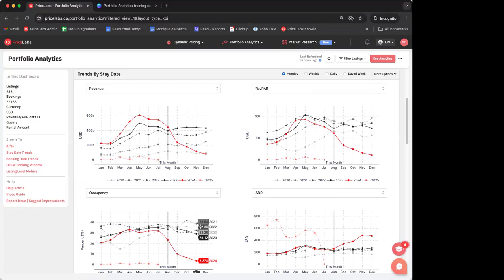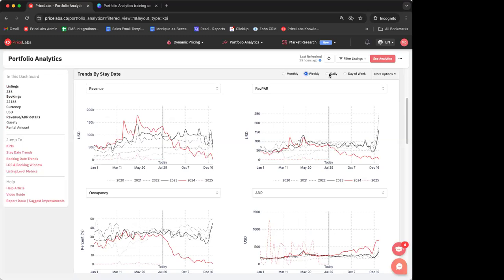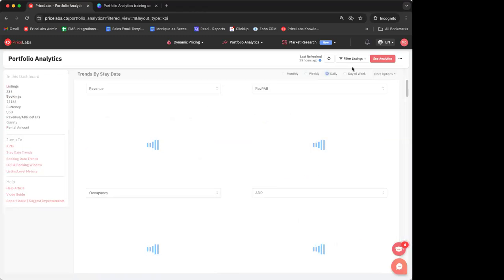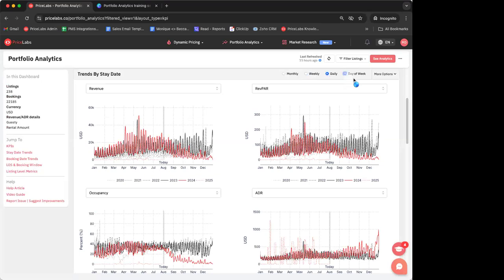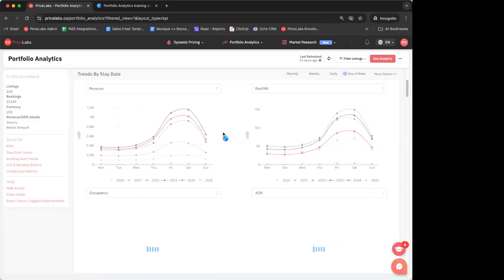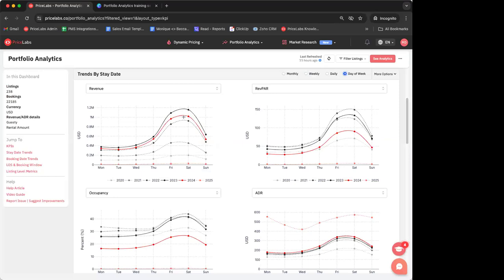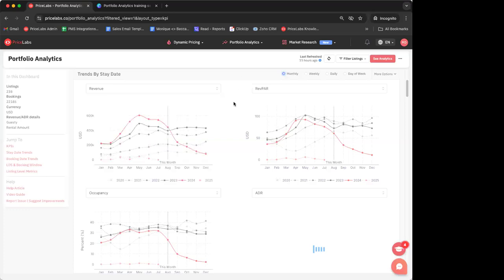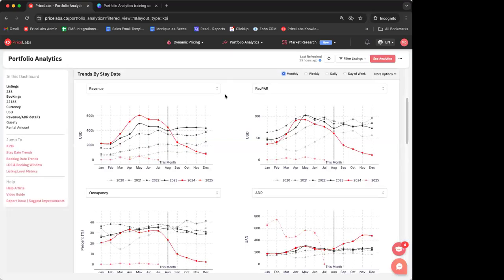This is going to show you, by default, data broken down by month. You do have the ability to look at things weekly, daily, or by day of week, which is helpful to indicate whether or not you're in a weekend heavy market. This data that I'm looking at definitely indicates that this is a very, very weekend heavy market. As you can see how low some of the revenue is by day of week versus how high it is on the weekend. I like looking at things monthly. It's a nice, simple way to get an idea of where you stand.